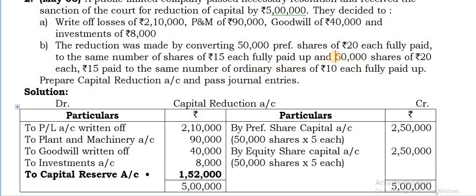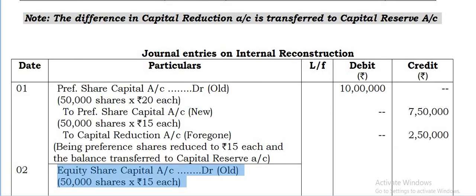Alright. Similarly, now you write the other entry, the other reduction, which is regarding ordinary shares or equity shares. See this again, 50,000 shares of ₹20 each, 15 paid up. Only you have to take 15 now, the 15 rupees paid up value. It is being reduced to 10 rupees each. So take equity share capital account debit, 50,000 shares into 15 each. That is the paid up value. So that gives you 7,50,000.